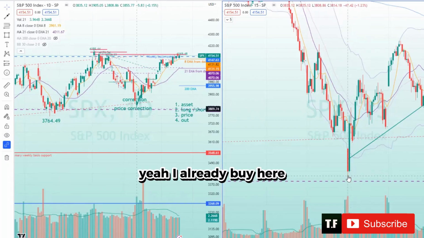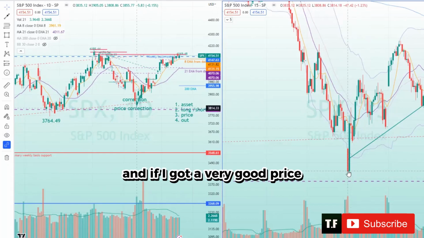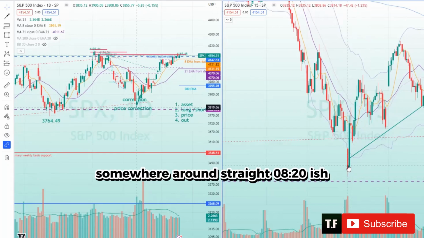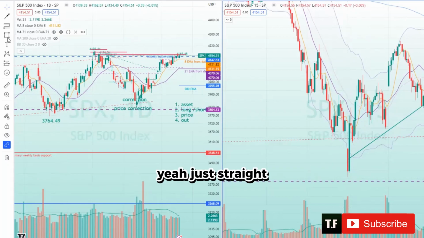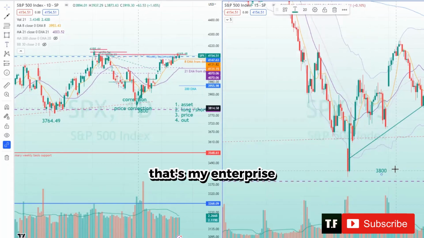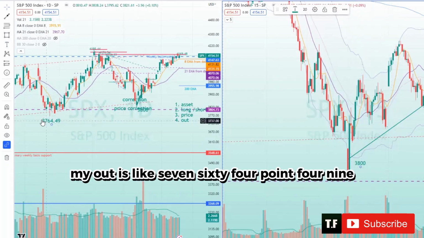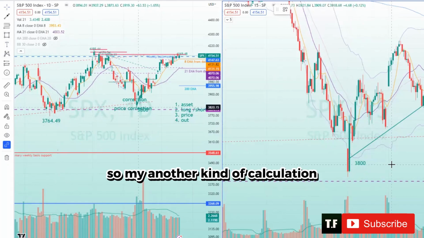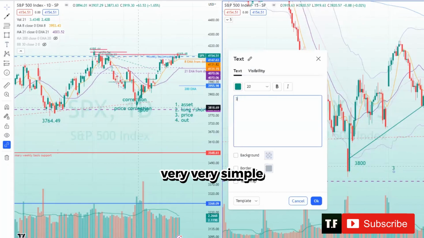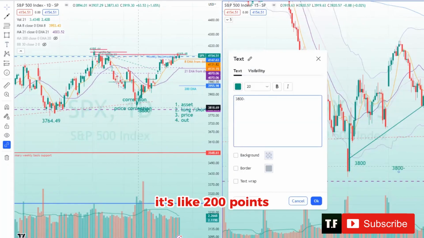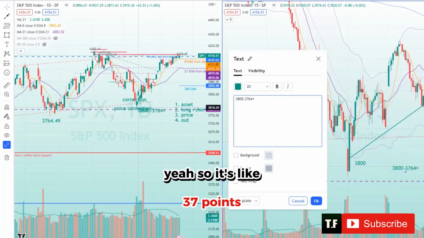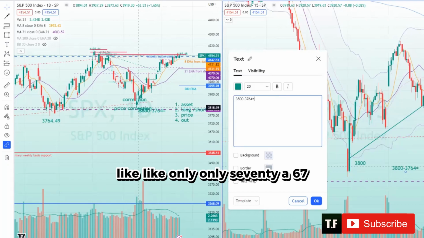So I will literally buy here. And if I get a very good price, for example, somewhere around 3,820-ish, let me just type it straight. So that's my entry price. For example, my out is like 3764.49. So my risk is another kind of calculation. It's very simple. It's like minus 200 points. Yeah, so how many points is that? It's like only 36.